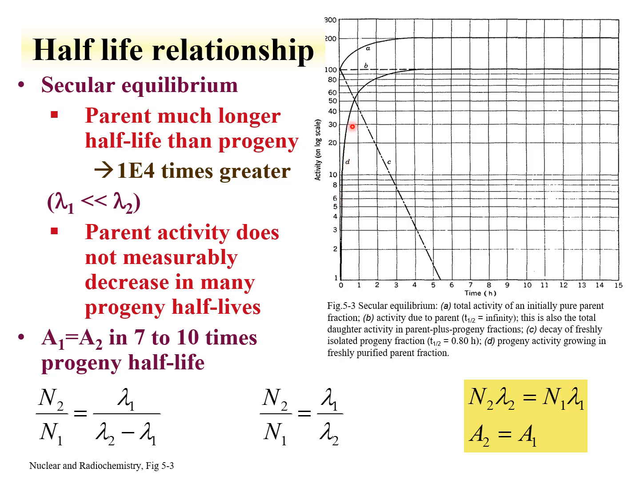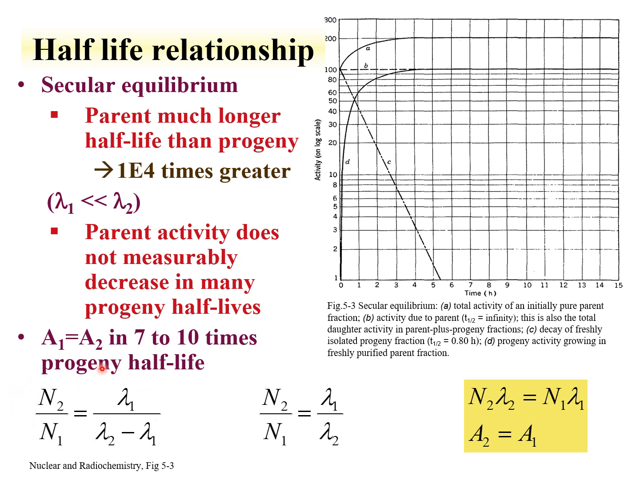So you may have an amount of parent, B shown here. The progeny grows in, and then the total activity is basically twice the parent activity. So in this case, the parent does not measurably decrease in many progeny half-lives. We see that that seems to be the case. And then we have this relationship from the transient equilibrium.